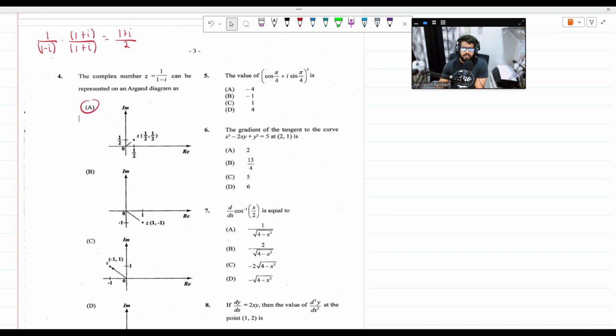Number 5, the value of this, so just use De Moivre's theorem, bring the 4 in front. Cosine of pi is minus 1, i sine of pi is 0, so minus 1 is the answer.